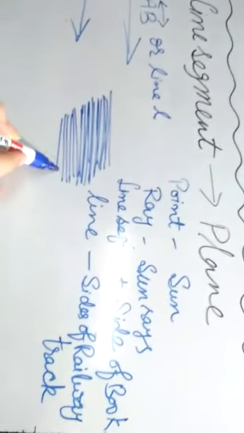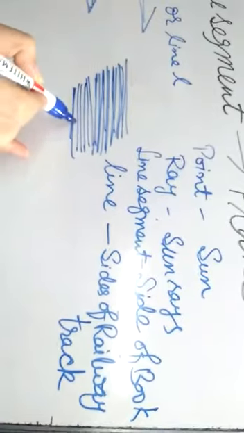Okay. So next we have done plane. How we get a plane? When you join infinitely many lines, we get a flat surface. This flat surface is called a plane. So let us go through some examples.